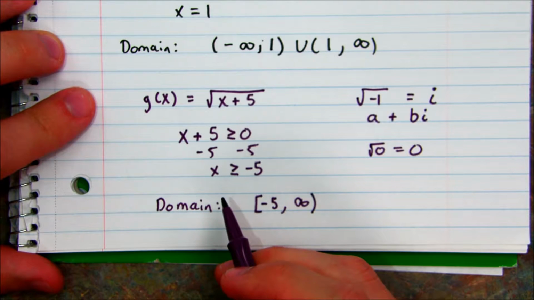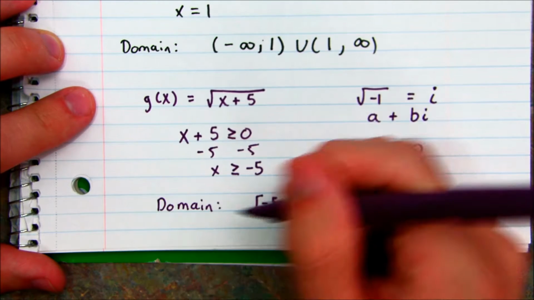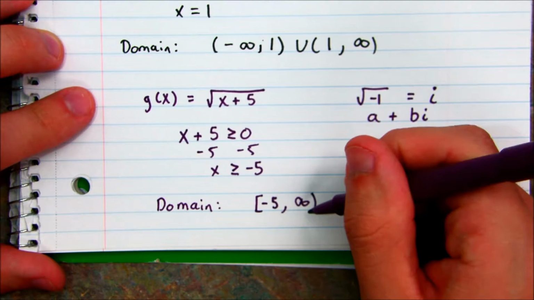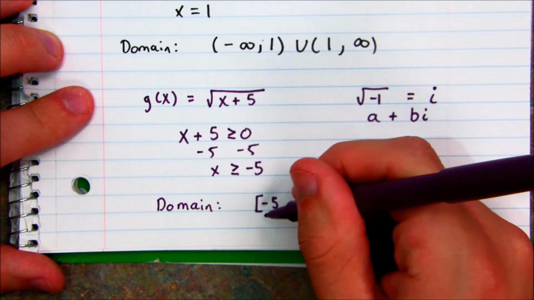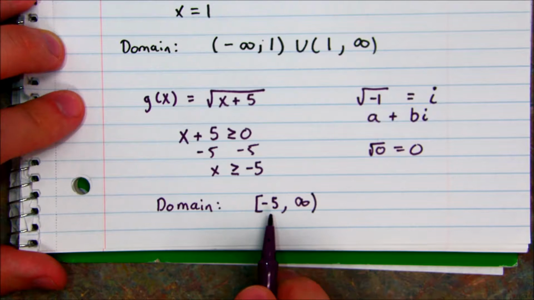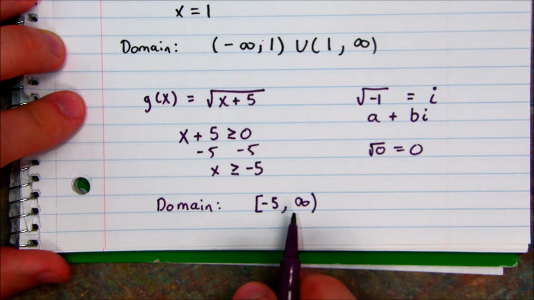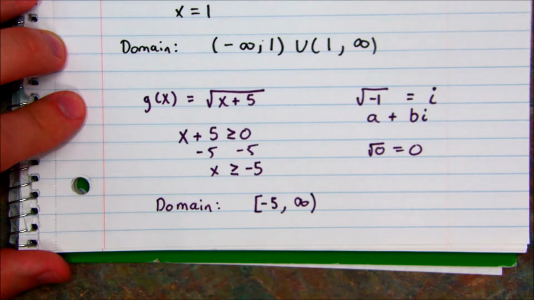So we write our domain using interval notation. Domain is -5 to infinity. Now this bracket means in interval notation that I'm including -5. So this says I start at -5 and I go towards positive infinity. So this means the same thing as this as far as my domain goes.